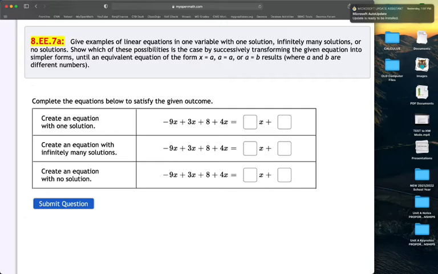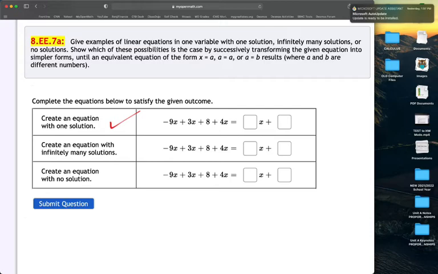So let's take a look at this problem, where in the first situation, we're supposed to create an equation with one solution. Well, if an equation is going to have one solution, when we are trying to get one side of the equation down to simplest form and then solving, we need to make sure that the variables are never eliminated or the variables never cancel out.